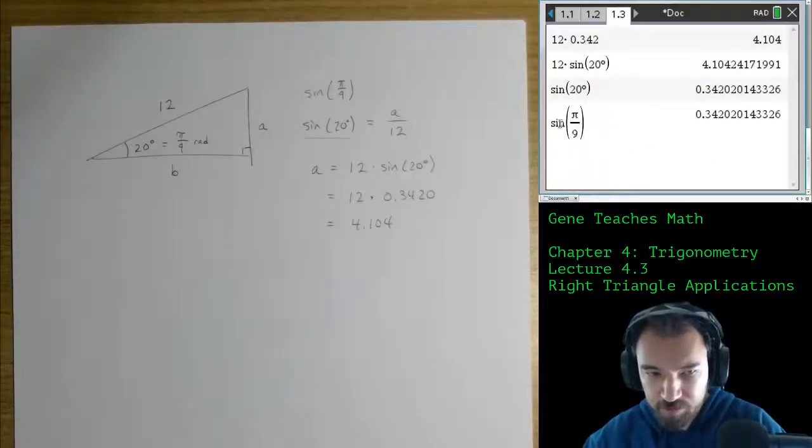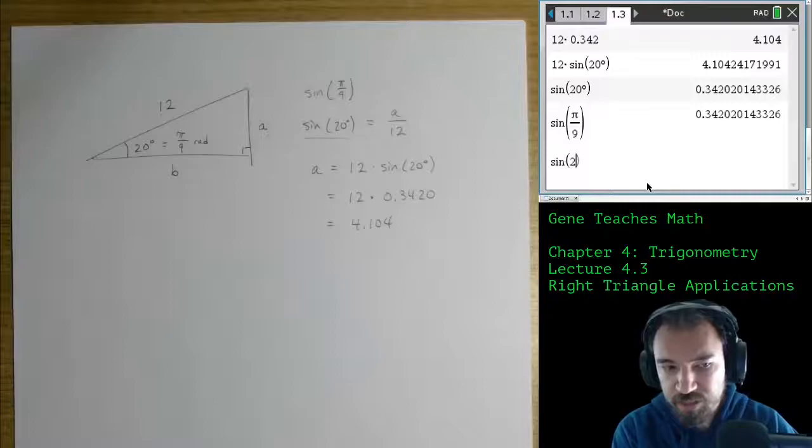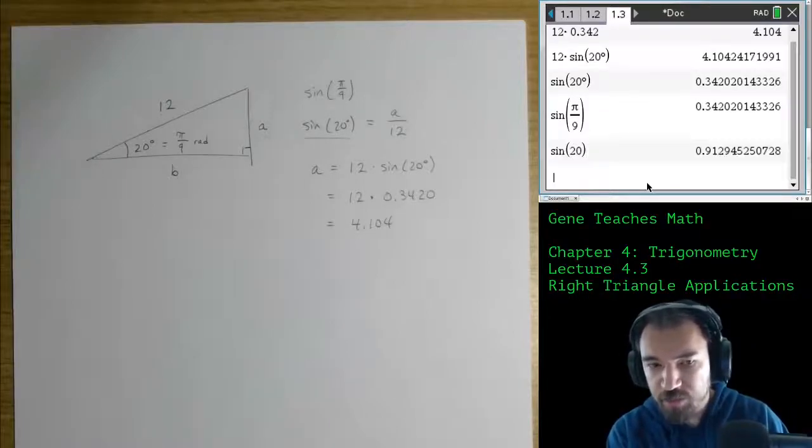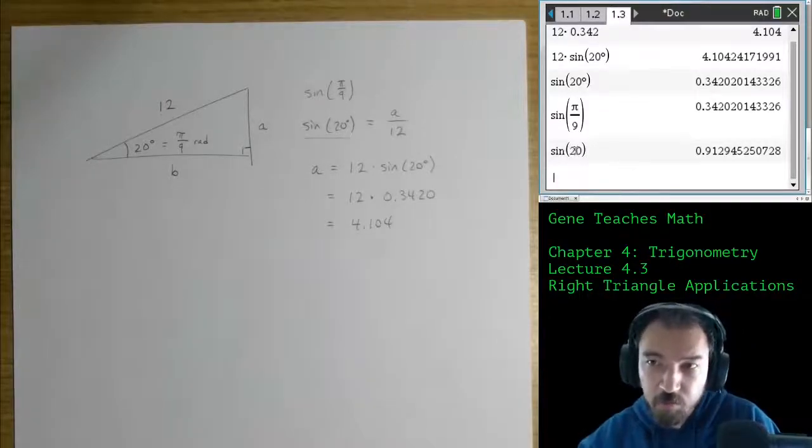Also what I'm expecting, because pi over 9 radians is the same thing as 20 degrees. However, if I get sloppy and I type in sine of 20 and I hit enter on this, it's a completely different value. Why? Because this 20 is being interpreted as 20 radians, and 20 radians is not the same thing as 20 degrees. So if you don't want to put the degree symbol, sometimes I like to get lazy, I need to change my mode to degrees.